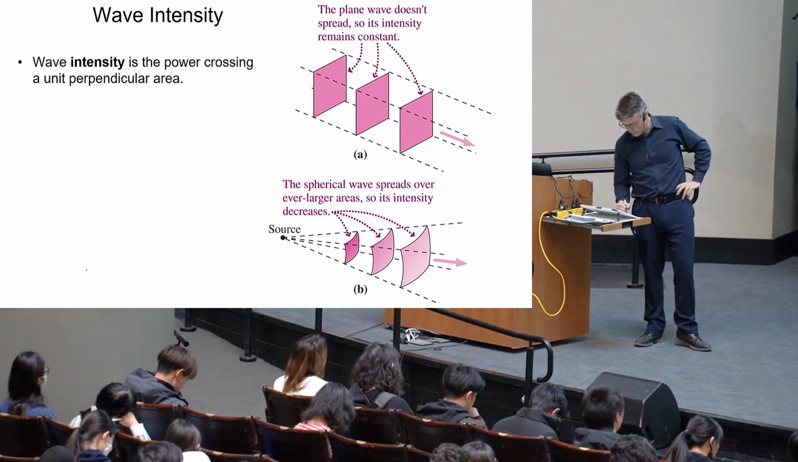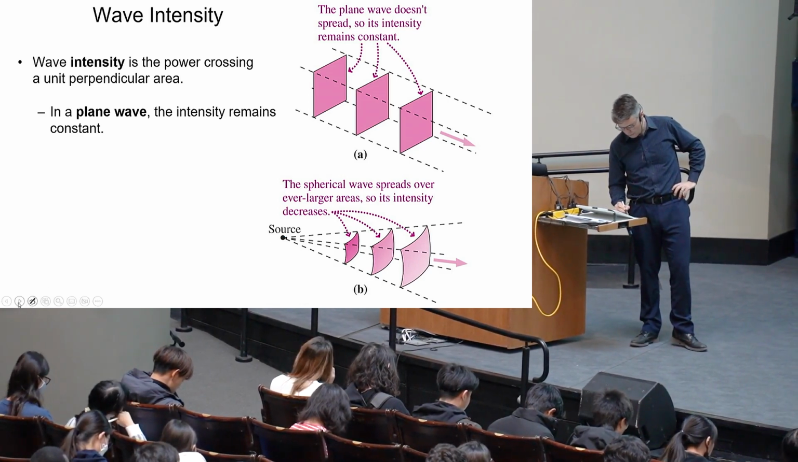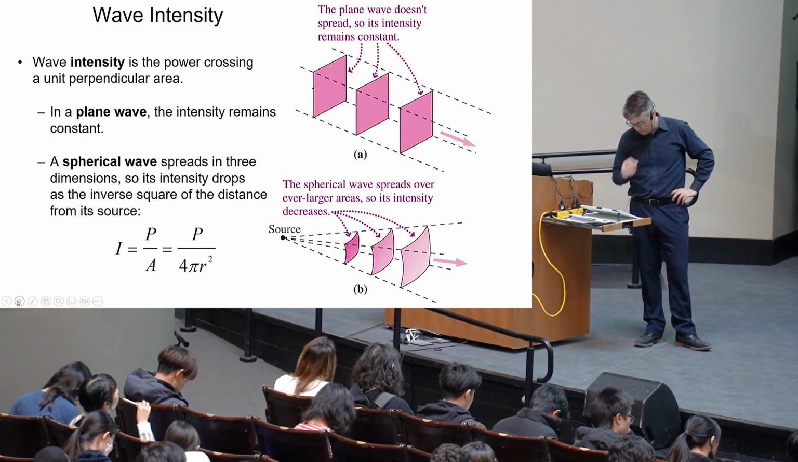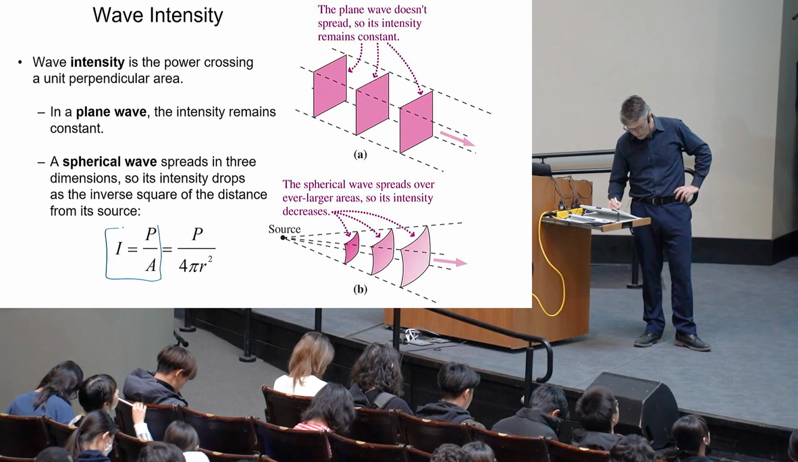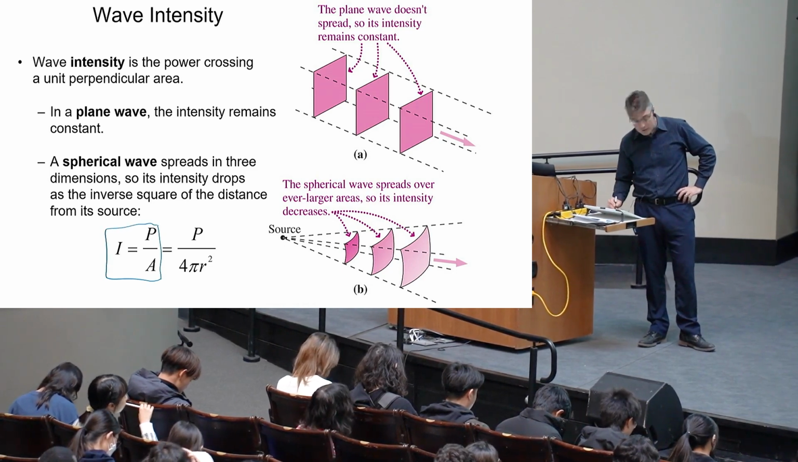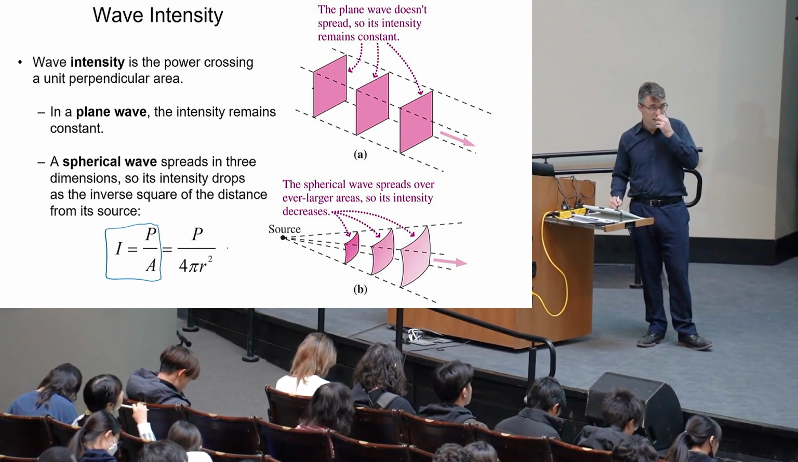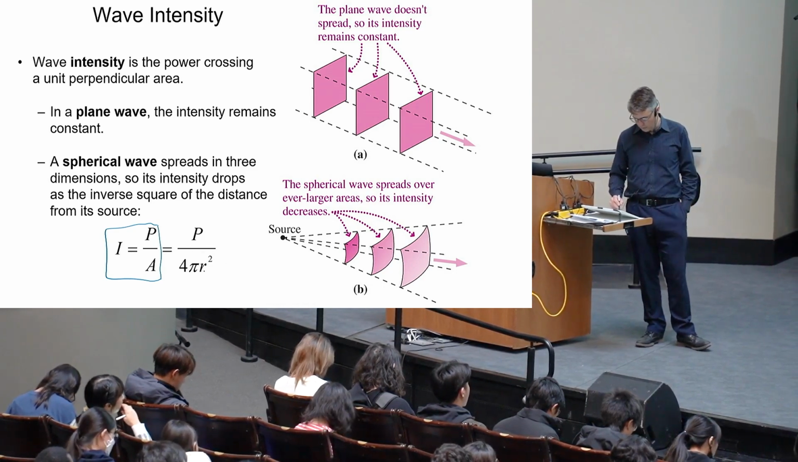Spherical waves spread over even larger areas, so the intensity decreases. Something like that, P over A. So P over A is a general formula for intensity, and for a point source, you get spherical wavefronts, and intensity is P over 4 pi r squared.